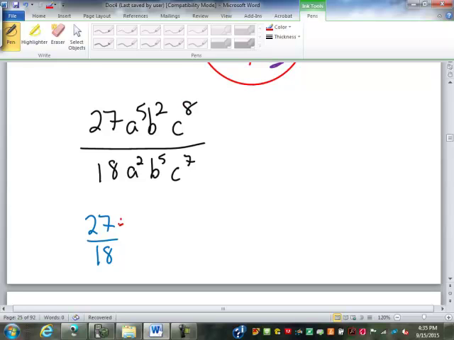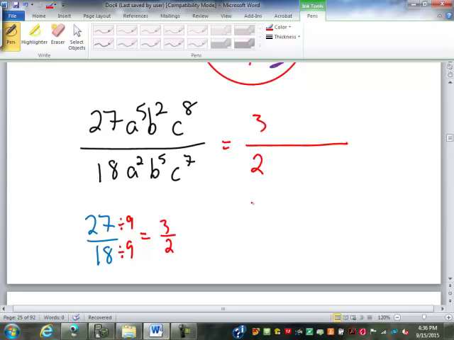But anyway, what can we reduce both 27 and 18 by? 3, 9. 9 is the bigger number, so let's do that first. 27 divided by 9 is 3. 18 divided by 9 is 2. So we have 3 over 2.